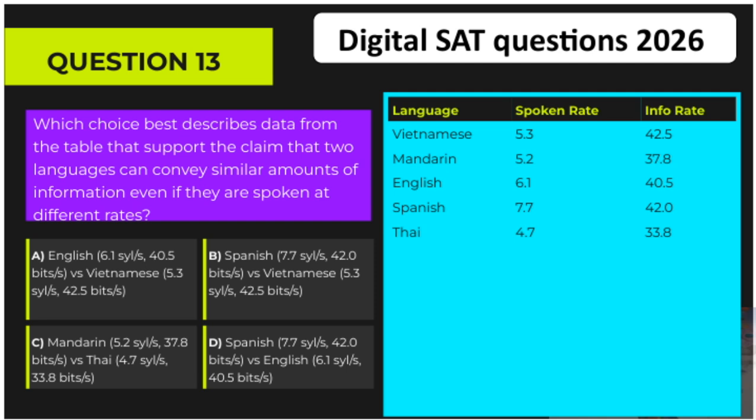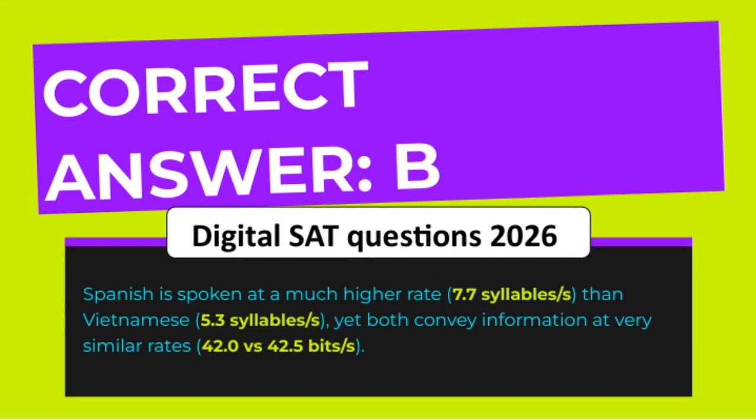Let's get started. Now, let's look at some interesting data about language and information rate. Even though Spanish is spoken at a much higher rate, about 7.7 syllables per second, compared to Vietnamese, which is around 5.3 syllables per second, both languages actually transmit information at very similar rates. Specifically, Spanish conveys about 42 bits per second, while Vietnamese is close behind at 42.5 bits per second.